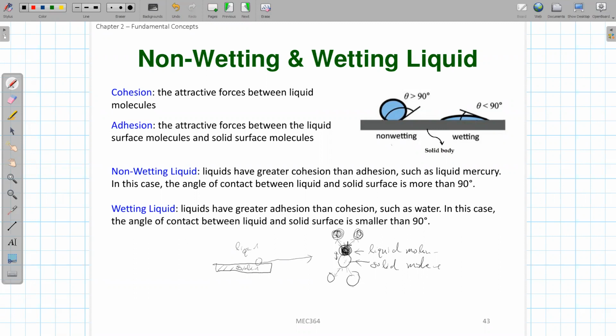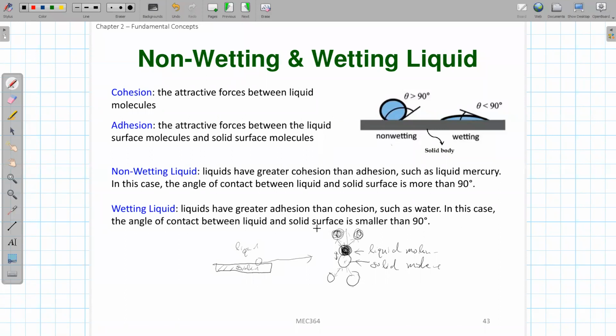For non-wetting cases, it simply means that your cohesion force is larger than adhesion. The attraction force between the liquid particles is larger than the attraction force between the liquid particle and the solid particle. That's why they pull back together, forming the dew shape here. This is a non-wetting liquid.